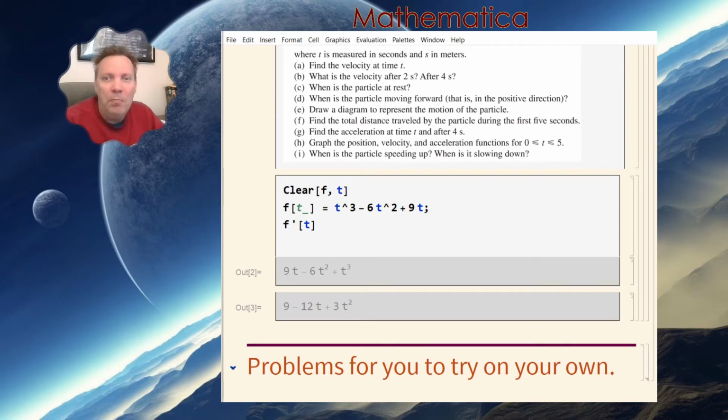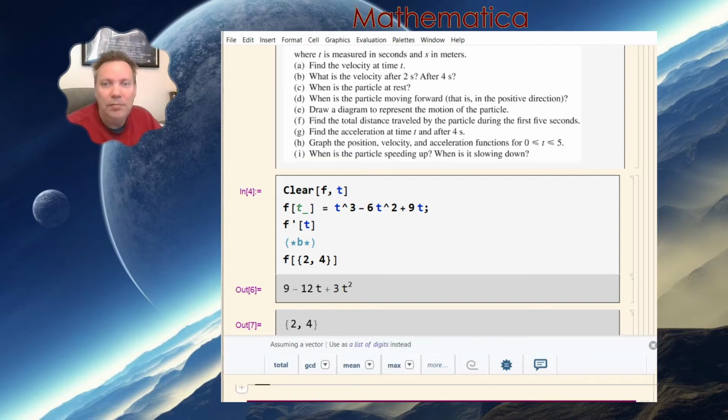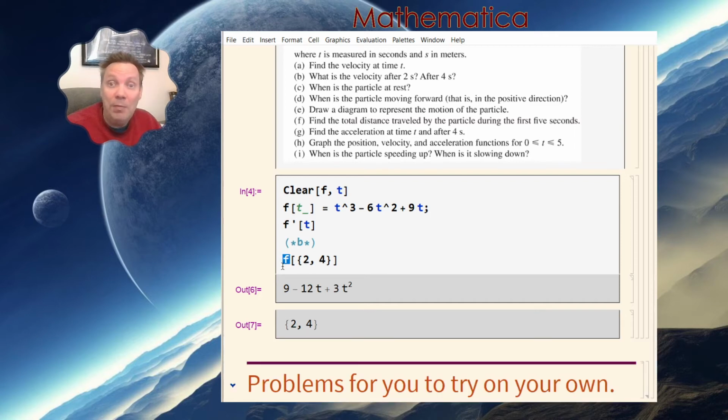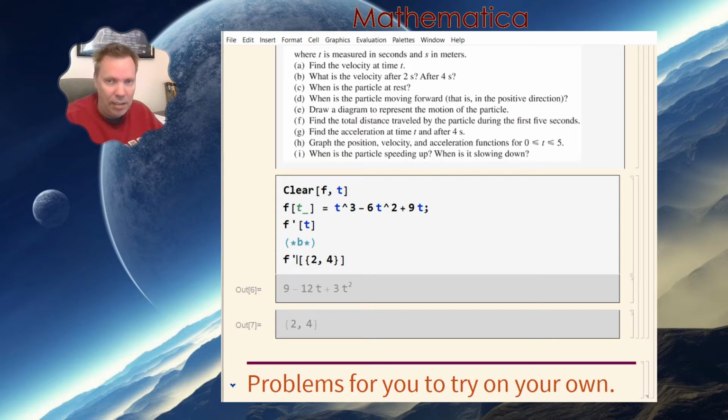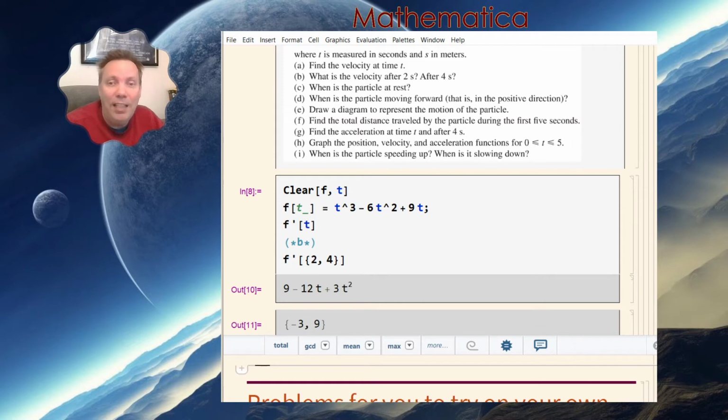So the next question, part B, and I will put in a comment, part B. Find the velocity at 2 and 4 seconds. So f prime of 2 and then f prime of 4. But I can do 2 and 4 at the same time if I do a curly brace. Now, do I want the velocity or do I want the position? So I better be really careful about this. Did I type in velocity here or did I type in position? Well, velocity is f prime. So I wind up getting negative 3 and 9 out of this.